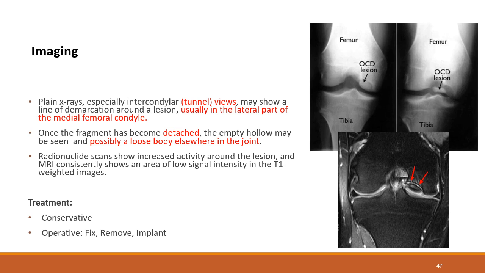Now, how to treat this OCD lesion? If it's a mildly painful, stable lesion, you just treat it conservatively by restricting activities. If it's loose or unstable and causing the patient a lot of symptoms, pain, then you have either to remove it if it's small, or fix it in place if it's large. If it's large, causing a defect and loose, you can replace it by implanting osteochondral parts in its place.